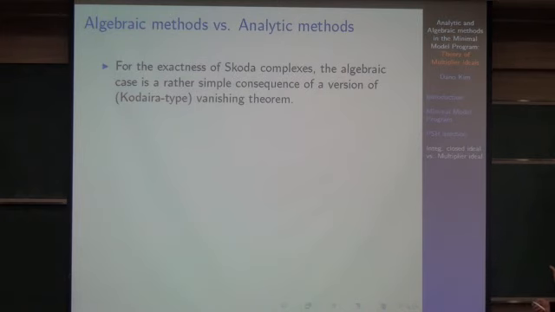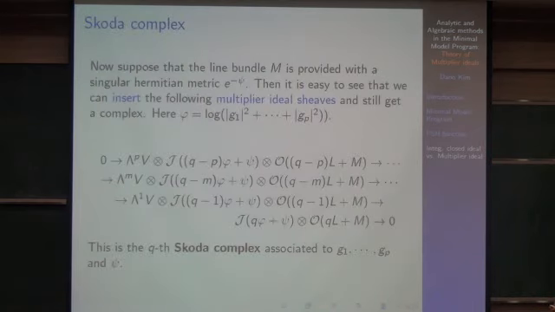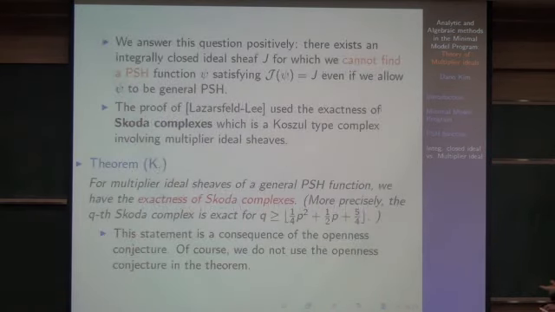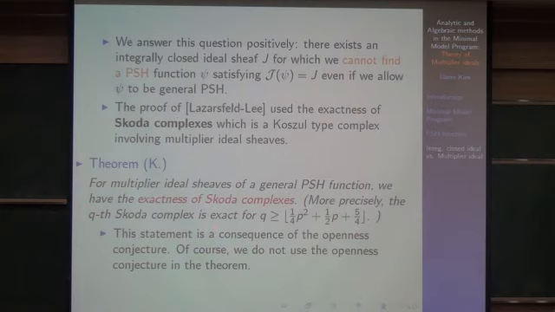I'm sorry. We already passed the statement of exactness of the Skoda complex, so let me go back to this statement. When you allow general PSH functions, you can still prove the exactness of the Skoda complex for this range of Q's. It's not just Q bigger than P, but Q bigger than some larger function of P. We prove this, but the method is very different from the case of algebraic PSH functions.